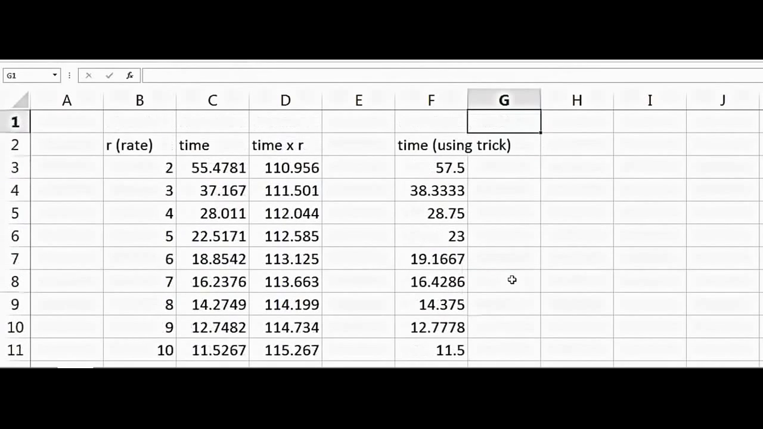If you compare, for example, for 6 years it says 18.85 years, but our trick says 19.16 years. So it is a good approximation. This is very close, it's 11.52, and this is 11.5. If you use this trick, we don't get the exact number, but we get an approximation for the time it should take, and that could be very handy when you are thinking about different investments, and you want to get a quick sense, or get quick numbers in your mind.